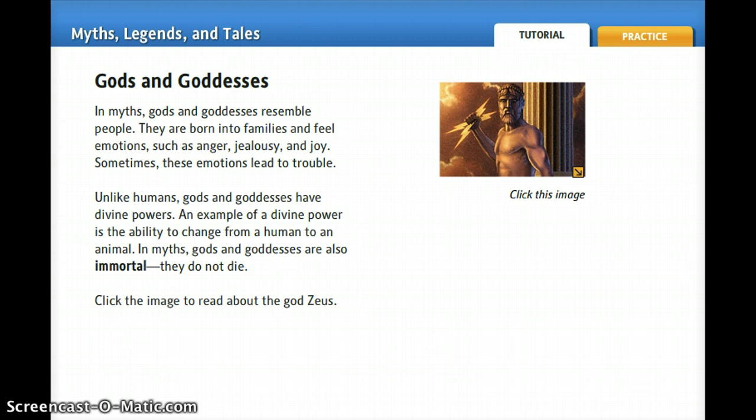In myths, gods and goddesses resemble people. They are born into families and feel emotions such as anger, jealousy, and joy. Sometimes these emotions lead to trouble. Unlike humans, gods and goddesses have divine powers. An example of a divine power is the ability to change from a human to an animal. In myths, gods and goddesses are also immortal. They do not die. Click the image to read about the god Zeus.